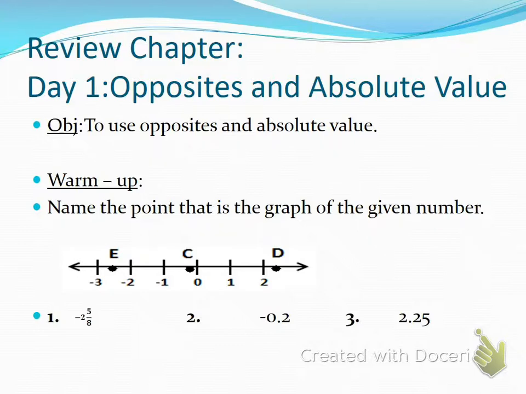On the warm-up, we are naming the point that is the graph of the given number. So for number 1, we've got negative 2 5/8. Where is that on the graph? Which letter is near that number? Okay, point E, letter E.